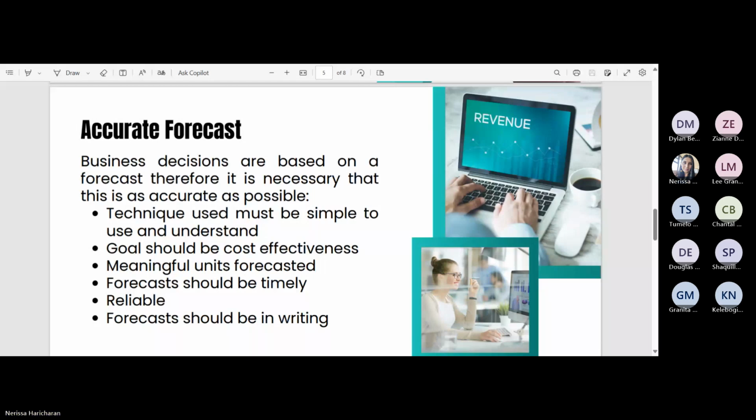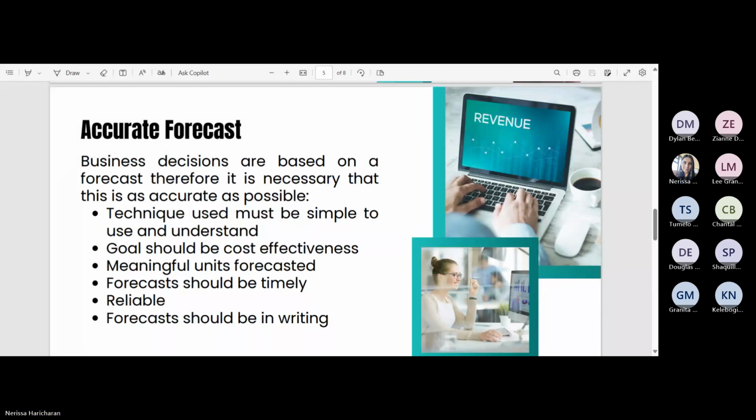And basically, there's a lot of things that go in when you are planning a forecast. It has to be as accurate as possible. So the first one is you want to be able to use something that is simple and easy to use, okay? A lot of times when you're using different forecasting tools, if it's too complicated and too sophisticated, the person who is forced to use that forecast and that budget is not very confident in using it. Therefore, it needs to be simple for everybody to understand.